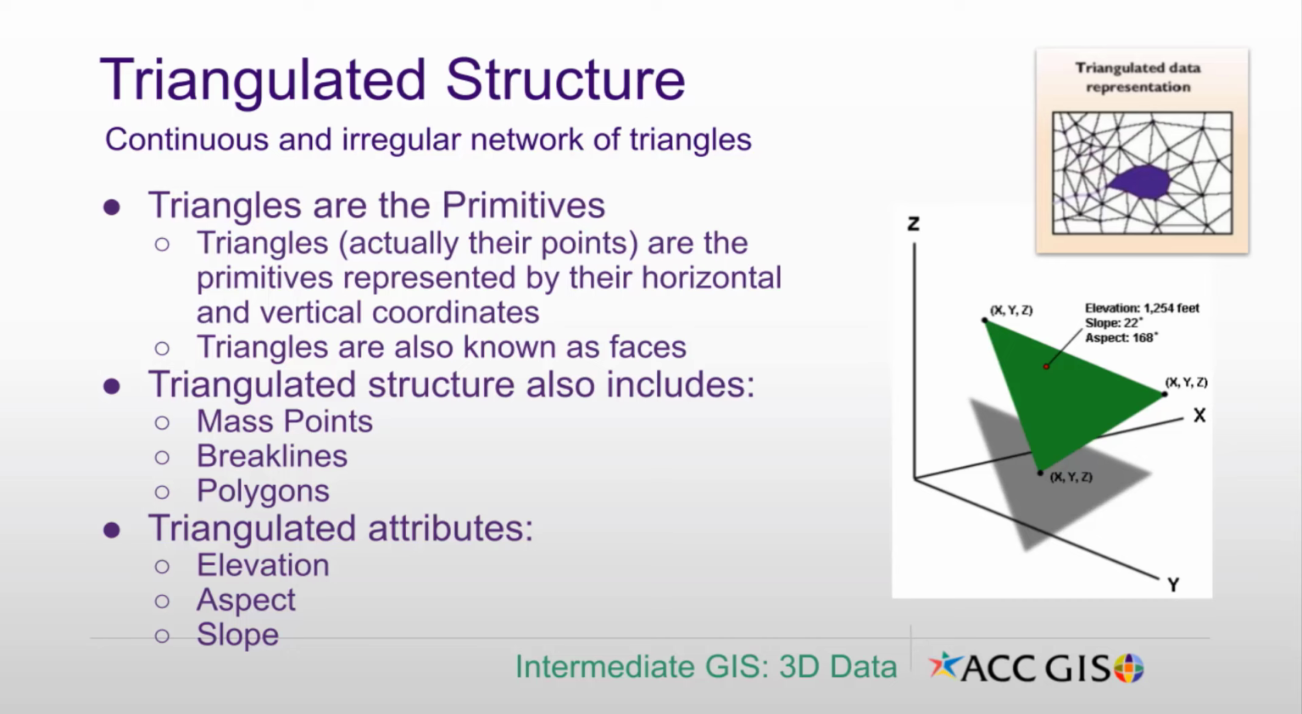Now, if I click somewhere else on that face, the aspect and slope doesn't change, but the elevation will because it's constantly being interpolated based on its proximity to the 3 points and their X, Y, and Z values that make up the triangle.